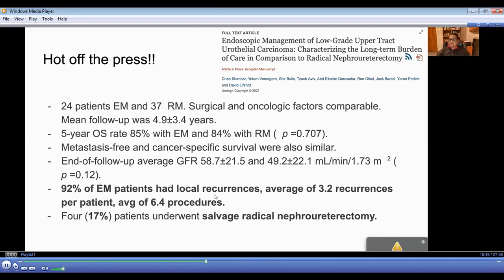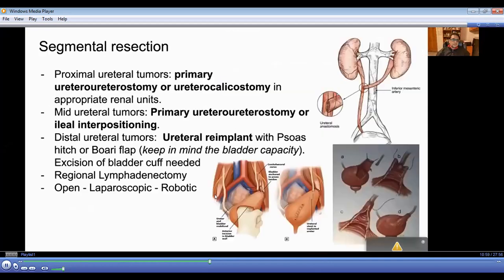So the whole idea is that you can manage low grade upper tract urothelial carcinoma with endoscopic management with satisfactory overall, cancer specific and metastasis free survival. Then comes the segmental resection part.